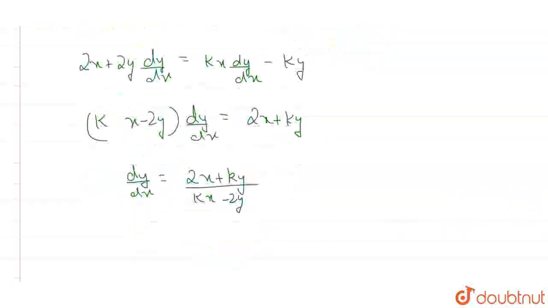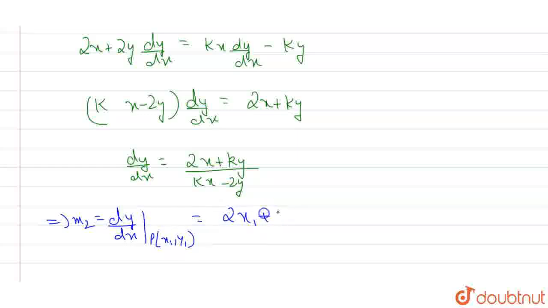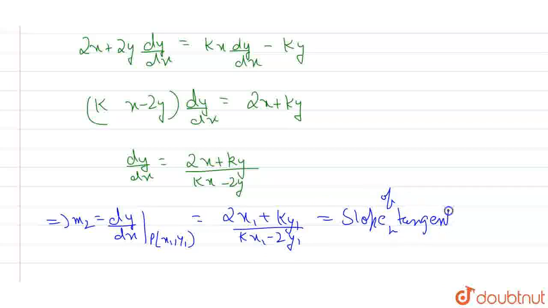So basically what we are doing now is we will find our m2 here, which is dy by dx at the point P, where I already marked the coordinates x1 and y1. When you put the values x1 and y1, it will turn out to be 2x1 plus k y1 divided by k x1 minus twice of y1, right. This is our slope of the tangent.